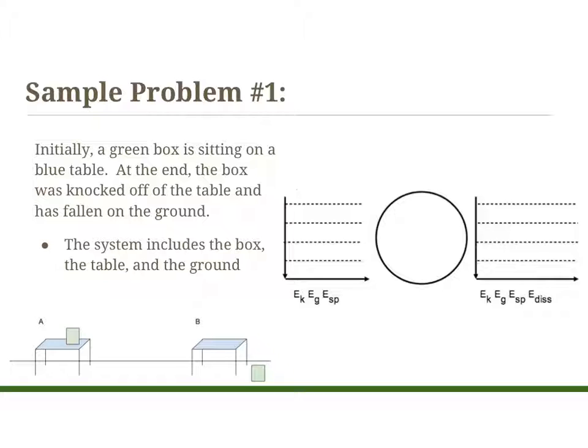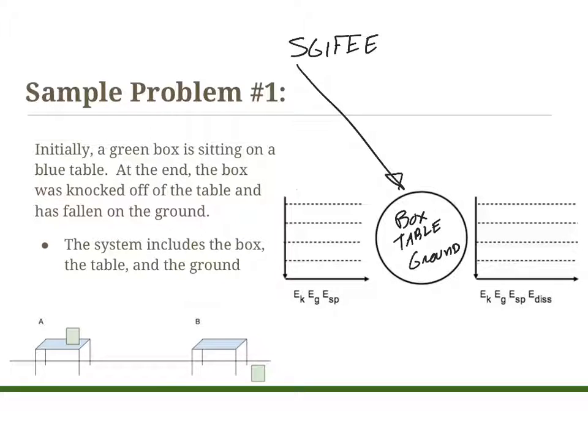So the very first thing I'm going to do is remember that my acronym SCIVI is going to help me. So the first thing I have to do is identify my system. And the problem tells me that my system is the box, the table, and the ground. So the system always goes in that circle.